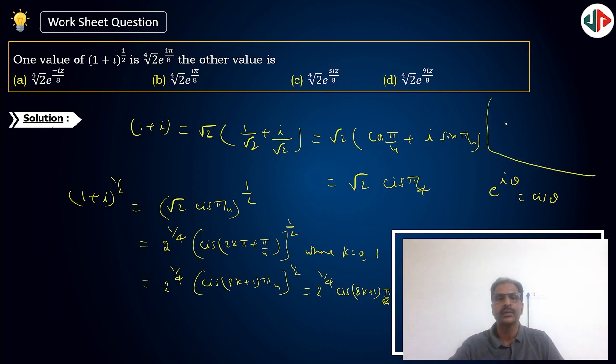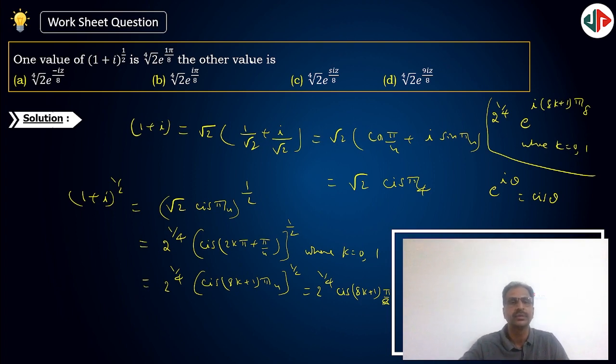Now, so this is 2 power 1 by 4. By Euler's formula, cis theta is nothing but e power I theta. So e power I (8k plus 1) into pi by 8, where k is equal to 0 and 1. By putting k is 0, you will get one value as 2 power 1 by 4 e power I pi by 8, which is already given in the question. Then how to get the other value? Put k is equal to 1. Then what will be the other value? 2 power 1 by 4 e power I 9 pi by 8. Option D is the correct answer.